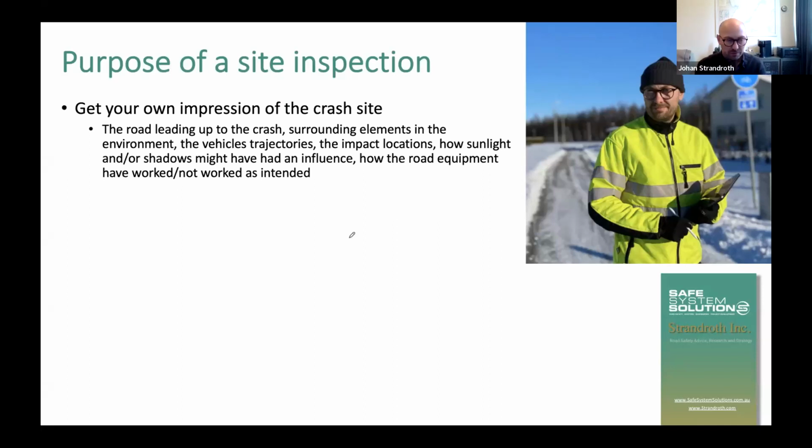Well, first, you want to go to a site inspection and you want to have your own impression of a crash site. You want to understand a bit more yourself. The road leading up to the crash, the surrounding elements in the environment, the vehicle trajectories, impact location, maybe how the sunlight and shadows might have an influence. Things like that are quite difficult to just see on a police sketch or on maps, or even on Google Maps, because you want to be there at the same time of the day where the crash happened, or if it was darkness, etc. So it's quite important to be there.